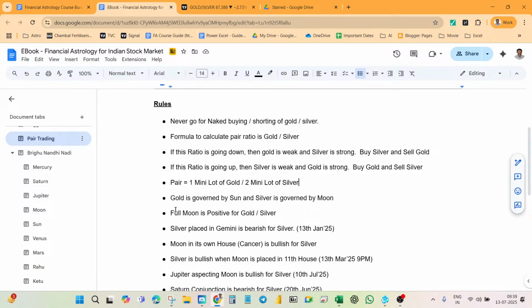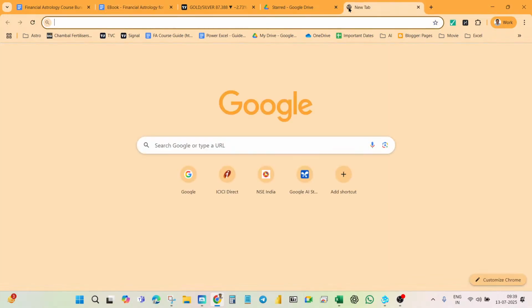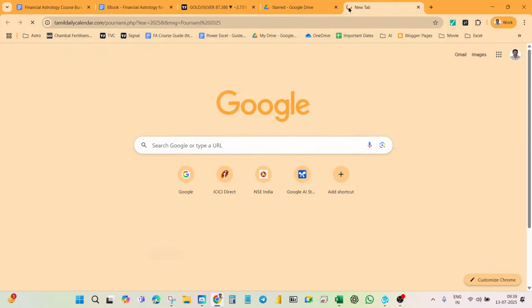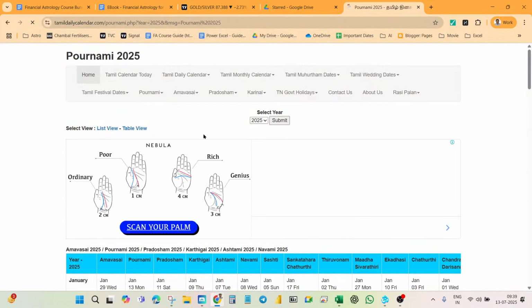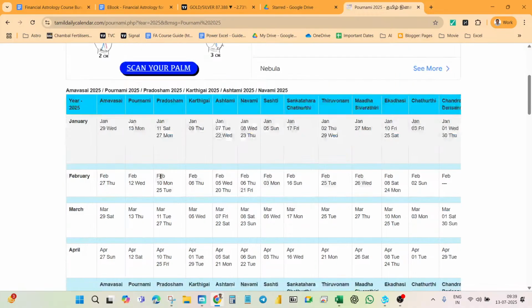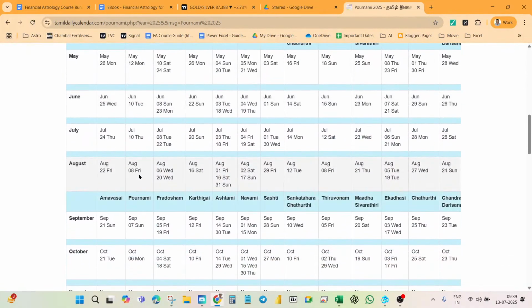Now if you see here, the rule I am telling for gold and silver is that full moon is positive for gold and silver. Let me go to a website where I can see the full moon, new moon and Amavasya. Recently, we saw on 10th July that it was a full moon. So what is full moon?